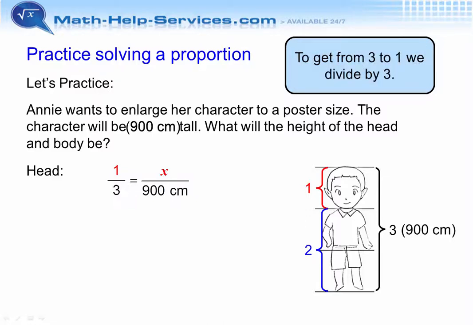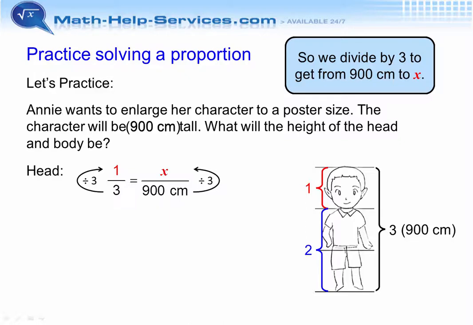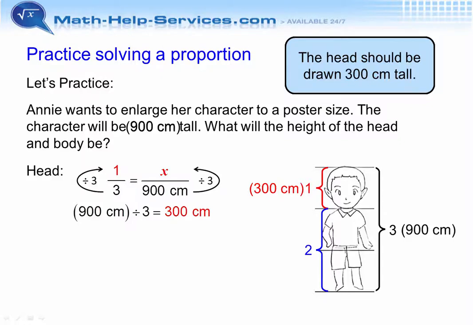To get from 3 to 1, we divide by 3. So, we divide by 3 to get from 900 centimeters to x. When we divide, we get 300 centimeters. So the head should be 300 centimeters. So the head should be drawn 300 centimeters tall.